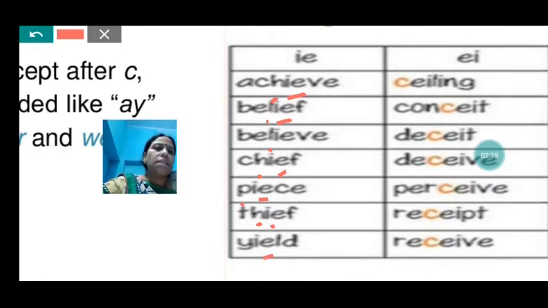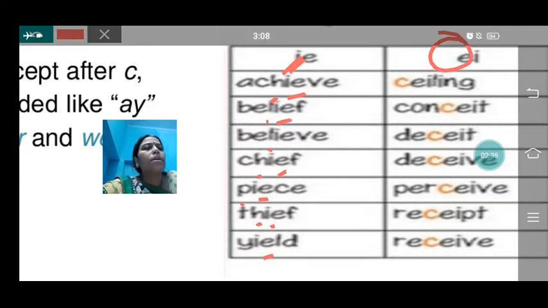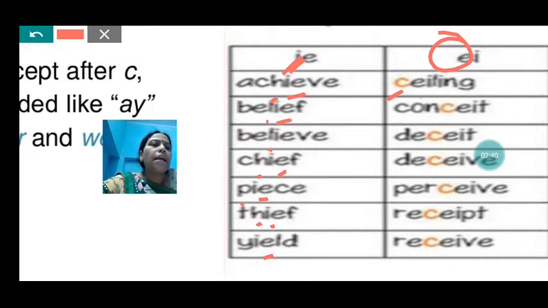But what happens when there is C? In the word, when there is C, then instead of I coming before, you will see E coming. Like ceiling. There you find that E has come before I. Then conceit, deceit, deceive, perceive, receipt, receive. So in these words we have seen that there is EI, that means E coming before I, and in the earlier words we have seen I coming before E. So you have to pay attention that when C is there, after that you will put EI. CEI.